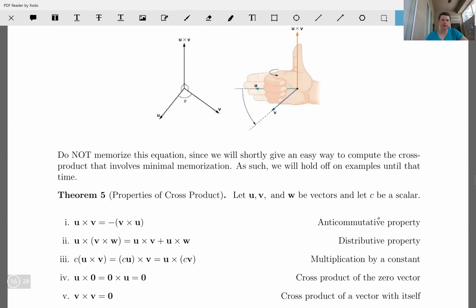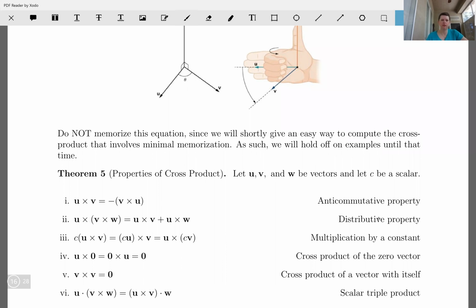And so we're going to do something that will give us a way to do the cross product more easily than memorizing the equation. So we're going to hold off on doing examples till then.